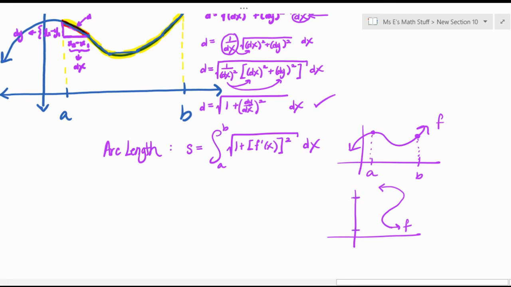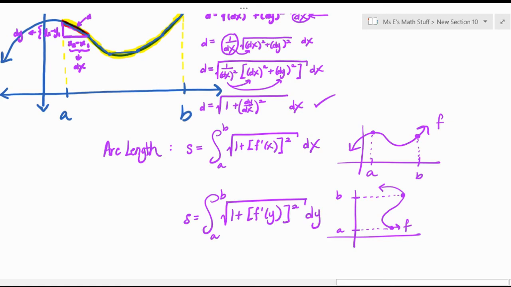Here, I'll give you a hint. Let's say you're asked to find the arc length from a to b, where a and b are y values, of this function of y on this interval from a to b. How would you find that arc length? The arc length would be the integral from a to b of the square root of 1 plus, and instead of f prime of x, you probably guessed it, f prime of y. There we go.